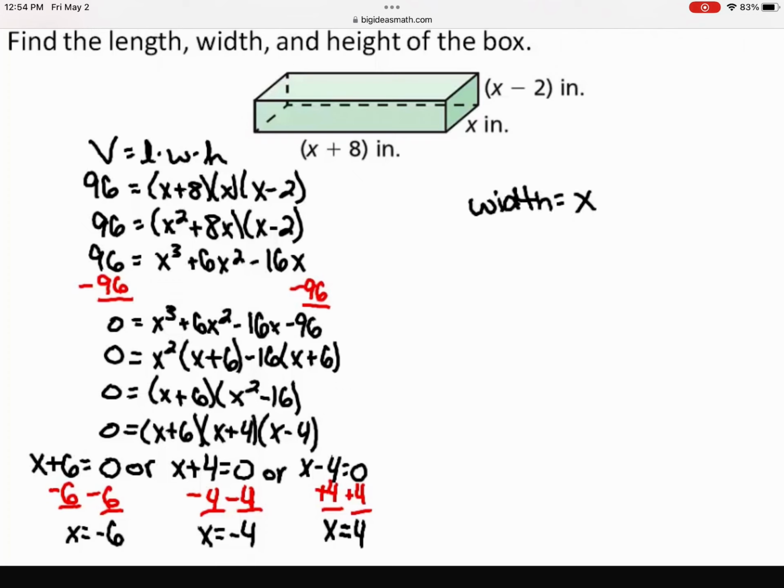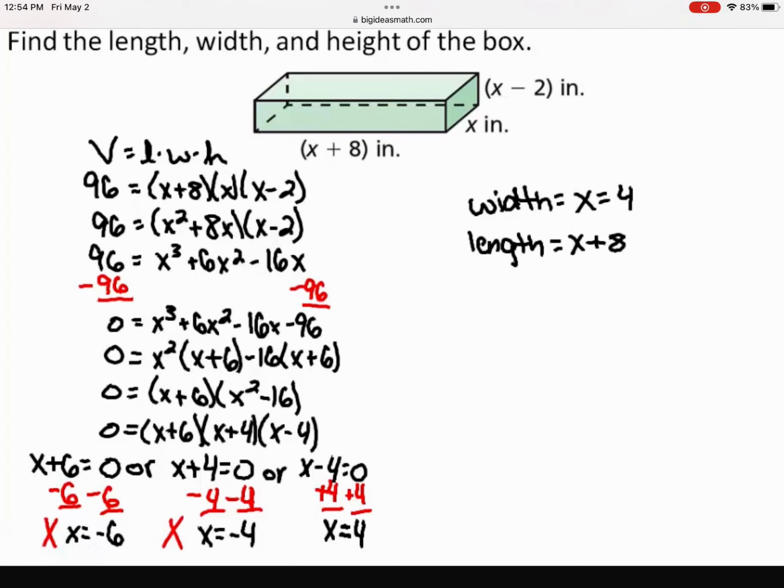Because the width equals x, and negative width does not make sense, disregard the solutions x equals negative 6 and x equals negative 4, leaving you with x equals 4. So the width is 4.